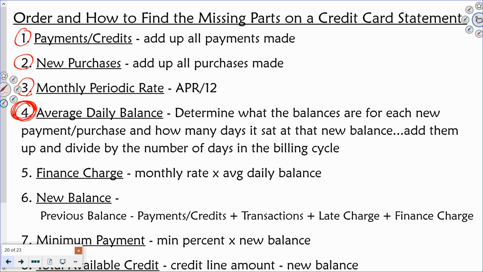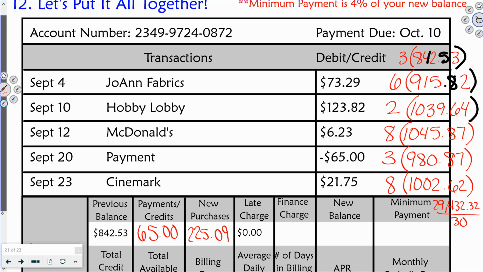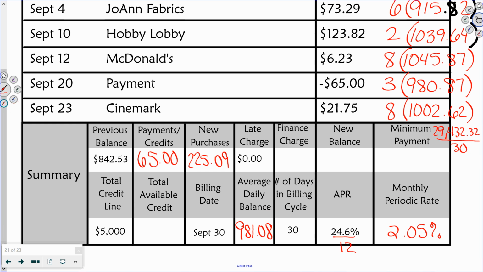5, finance charge. Monthly rate times your average daily balance. This is what we were doing on Tuesday. So for the finance charge, you just take your monthly rate. So I'm going to do 0.0205 times my average daily balance, 981.08. All right, so that's what goes in finance charge. 981.08. Yes. So I got a finance charge of 20.11.